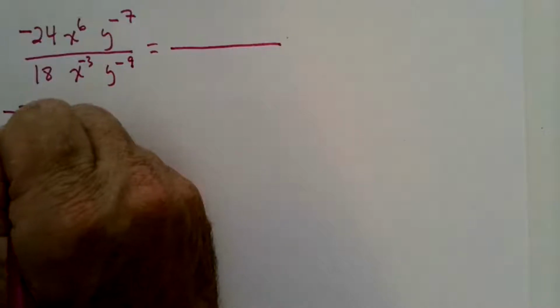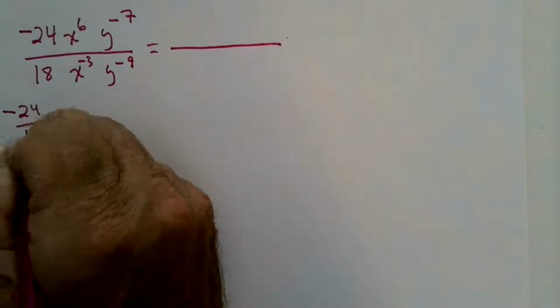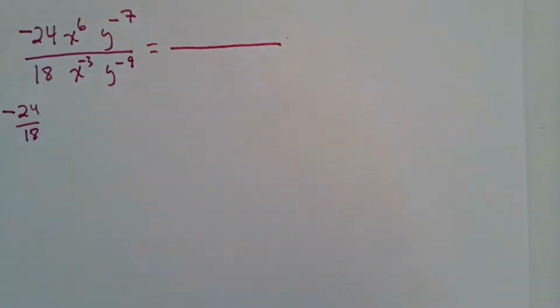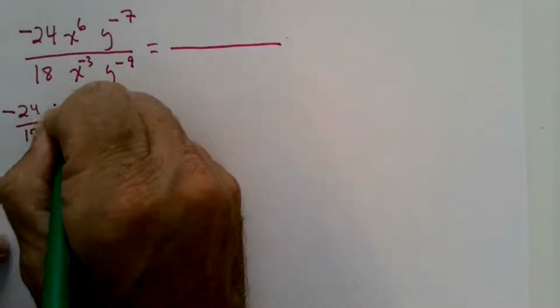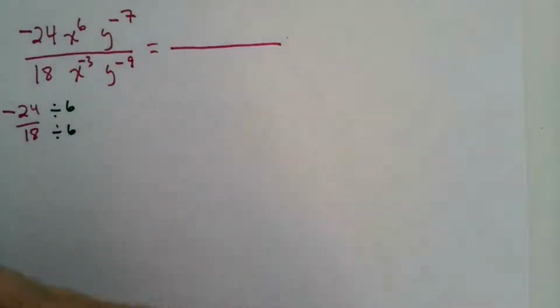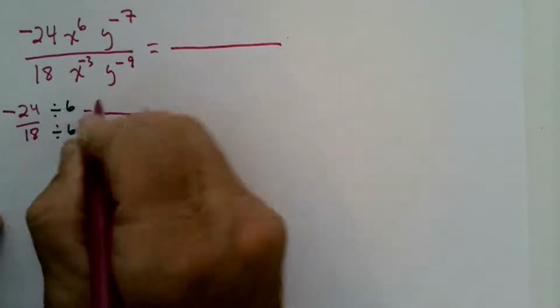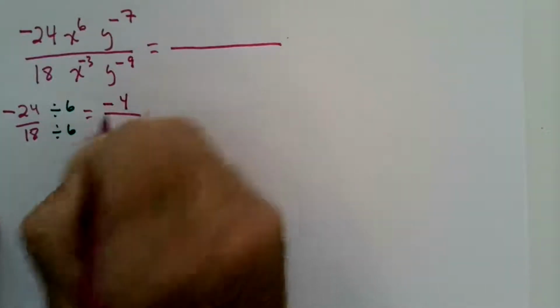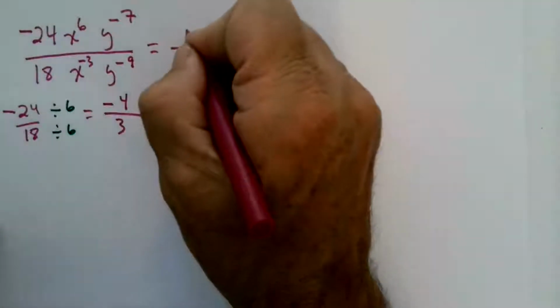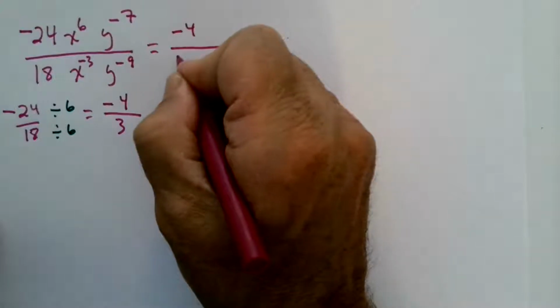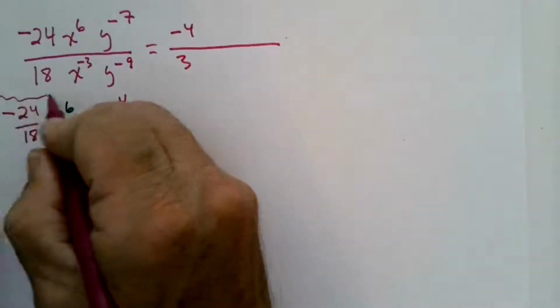So we have negative 24 over 18. Let's divide the top by 6 and the bottom by 6 to reduce the fraction. And the result we get is 24 divided by 6 is 4, so that's negative 4. 18 divided by 6 is 3. Upstairs, negative 4. Downstairs is 3.